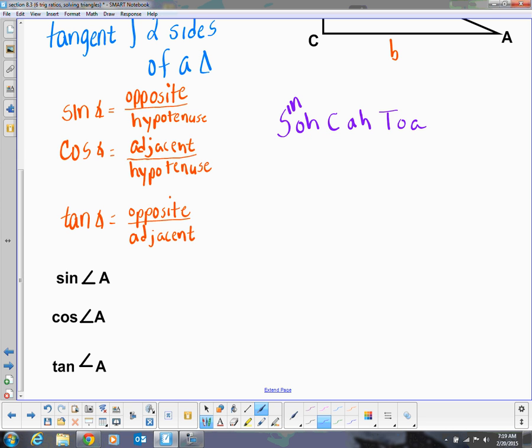S stands for sine, C stands for cosine, and T stands for tangent. O stands for opposite, H stands for hypotenuse. So you see sine is opposite over hypotenuse. That's how they got SOH, except the H is silent. Then CAH, A stands for adjacent, H stands for hypotenuse. Cosine is adjacent over hypotenuse. And TOA, the O stands for opposite, and the A stands for adjacent. So that's a pretty cool mnemonic device to remember, as long as you remember that the H's are there.